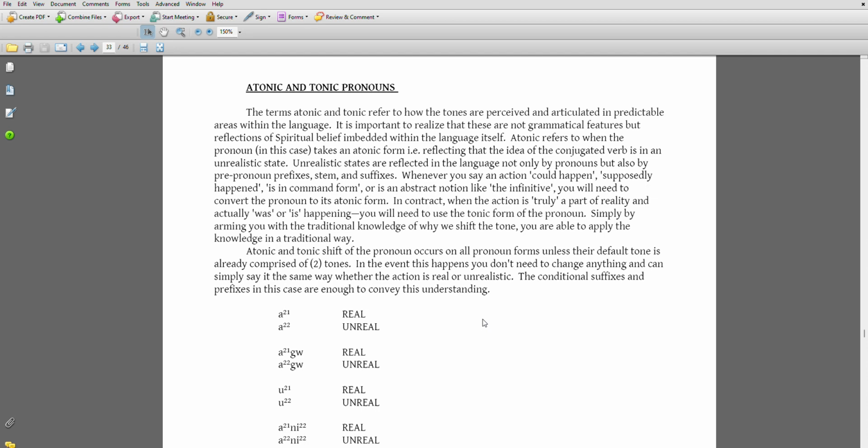Atonic and tonic shift of the pronoun occurs on all pronoun forms unless their default tone is already comprised of two tones. In the event this happens, you don't need to change anything and can simply say it the same way whether the action is real or unrealistic. The conditional suffixes and prefixes in this case are enough to convey this understanding, and the stem alone can convey that as well.